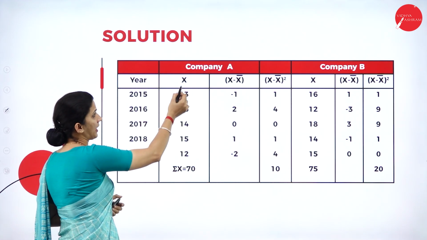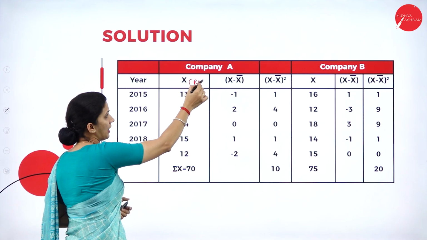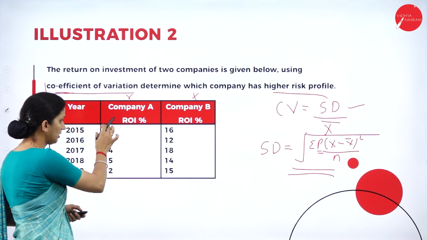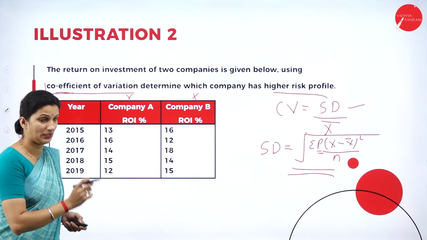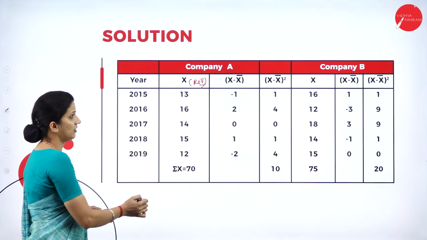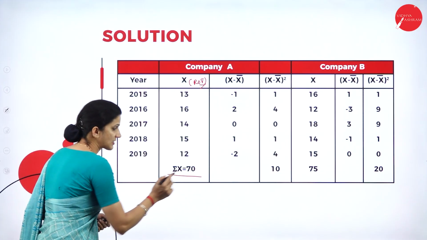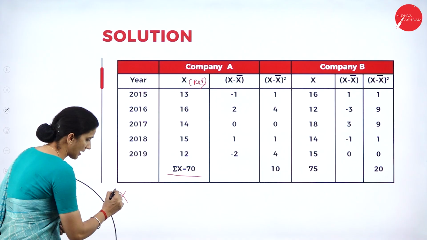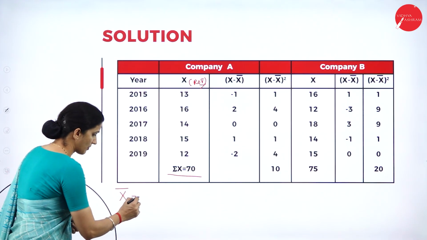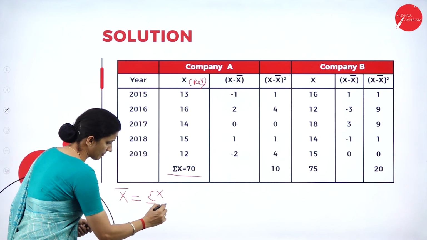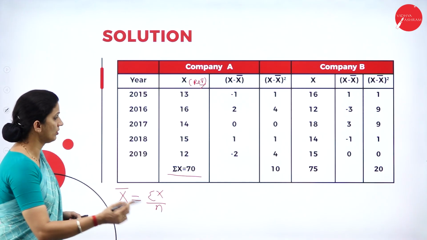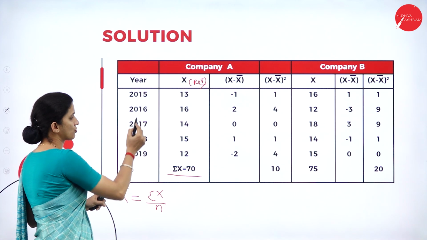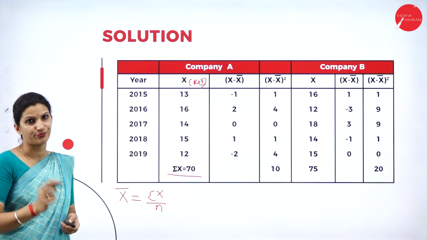So for company A, your X is the ROI of A. Whatever values you have here, 13, 16, 14, 15 and 12, the same values you will take here. Then we'll find out what is sigma X, because we need to find X bar. X bar means sigma X divided by N. Your sigma X is 70. Number of items: 1, 2, 3, 4, 5. So N is 5.